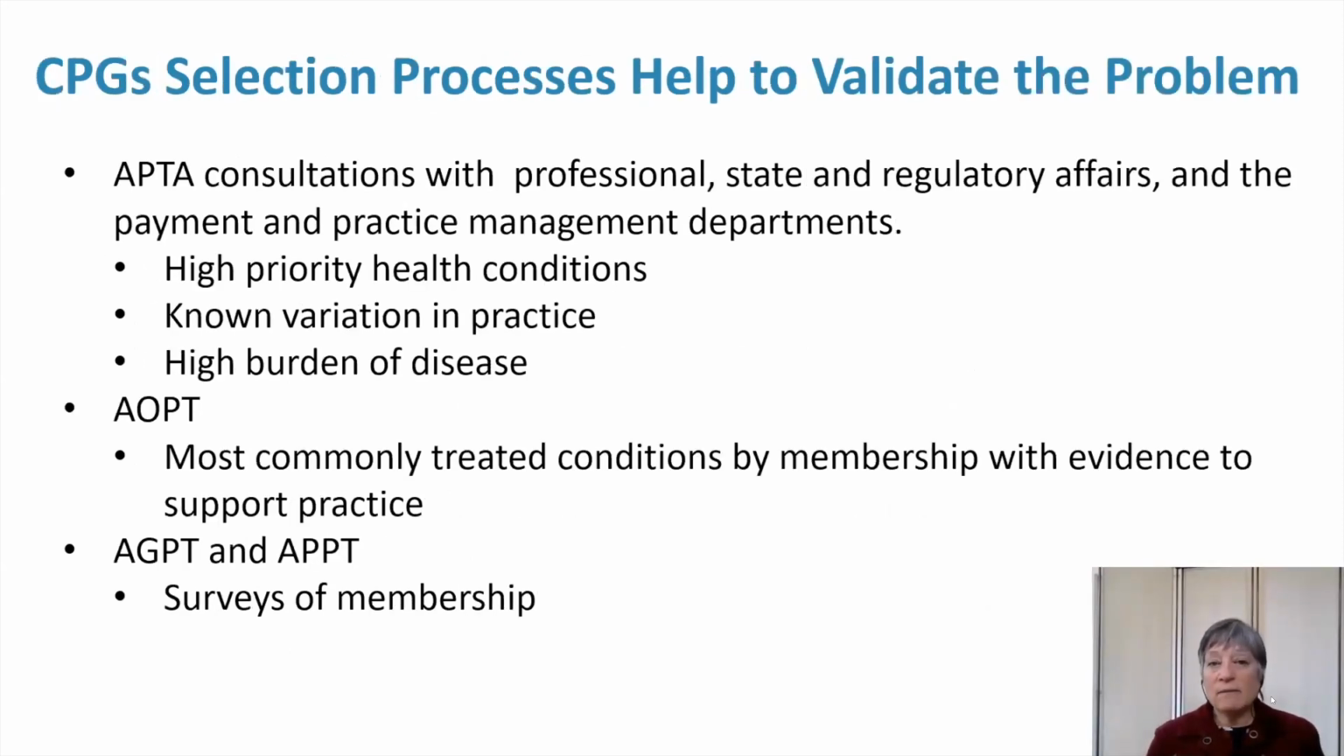I'm going to provide some examples of my experience from the physical therapy community in how CPG selection processes can help to validate the problem for implementation research. In the American Physical Therapy Association, in the process to select a CPG, the APTA consults with different departments who have different perspectives on potential problems. So, for example, professional, state and regulatory affairs, and the payment and practice management departments are consulted, all looking at high priority health conditions with known variation in practice and high burden of disease.